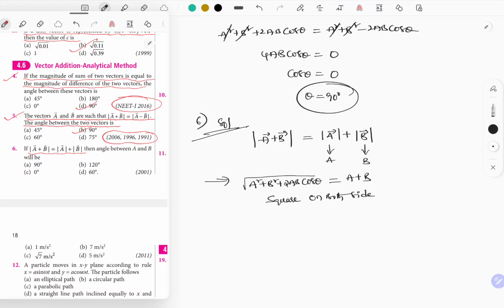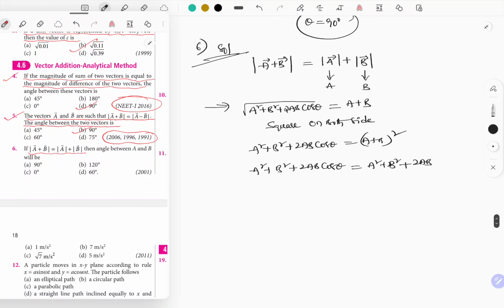If you square on both sides, you can cancel square root on the left side. So it is going to be a square plus b square plus 2ab cos theta. Right side it is going to be a plus b whole square. You are squaring on both sides, right? Left side square root will get cancelled, right side square will be there. So it is going to be a square plus b square plus 2ab cos theta, which is equal to a square plus b square plus 2ab. That's all. You are not going to get cos theta. It is simply a plus b whole square formula.